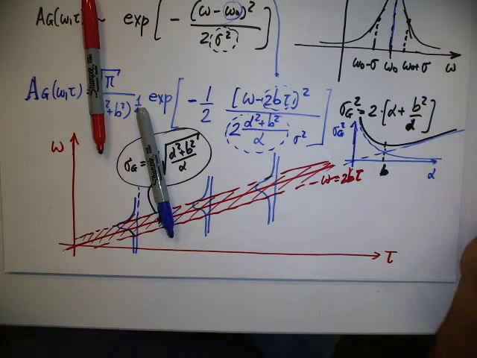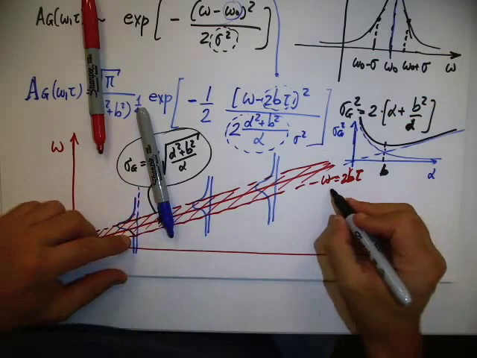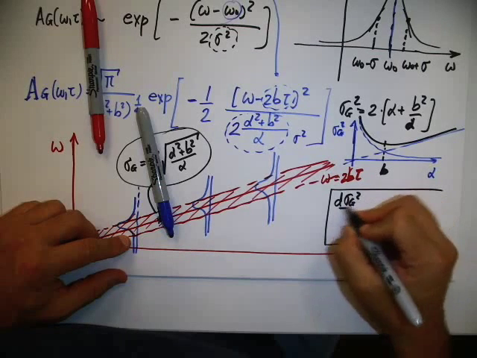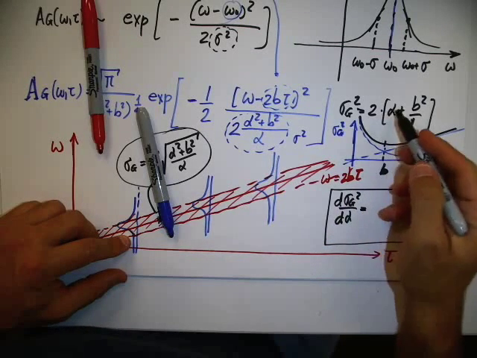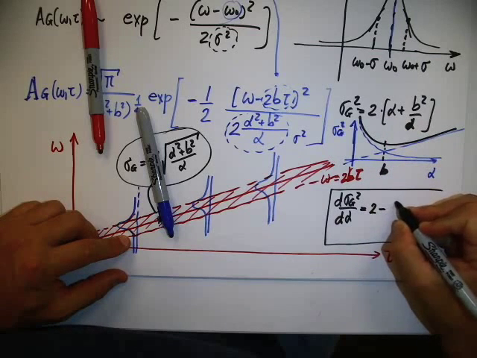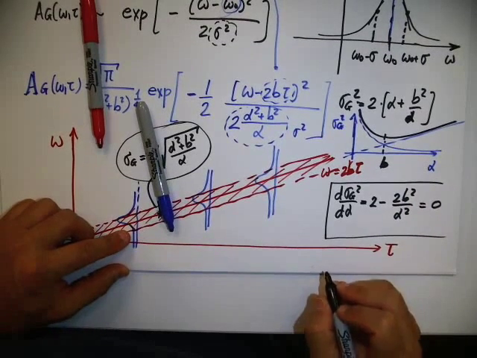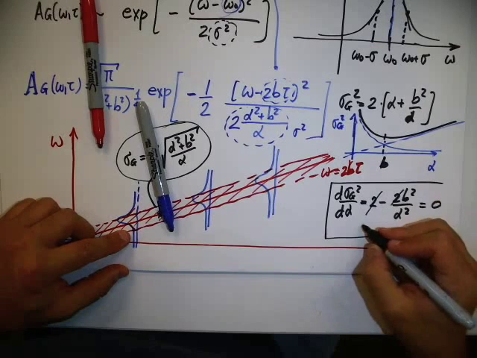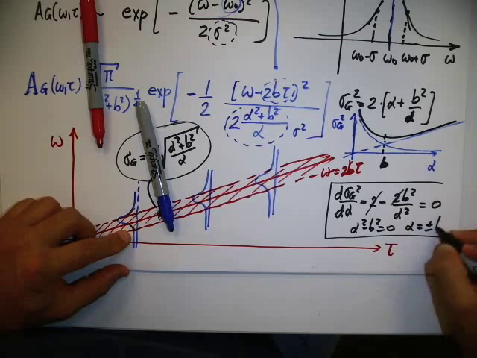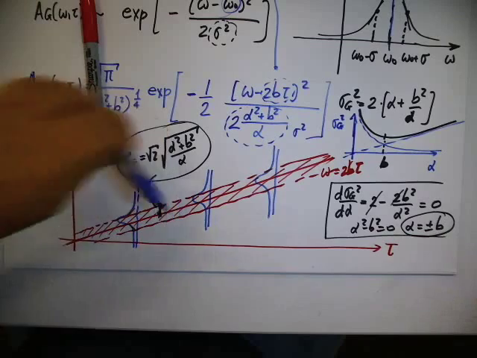Indeed, this is the minimal value that you can get. So you just take the derivative and set it equal to 0. Let me do it here. The derivative of sigma g squared with respect to alpha is equal to 2 minus 2 beta squared divided by alpha squared, set equal to 0. Then the 2s simplify, and I get alpha squared minus beta squared equal to 0. So alpha equals plus or minus beta, and I only take the positive root.